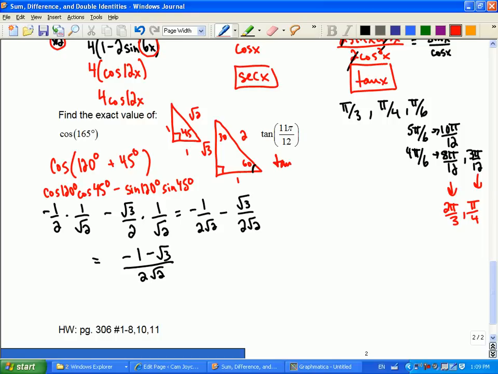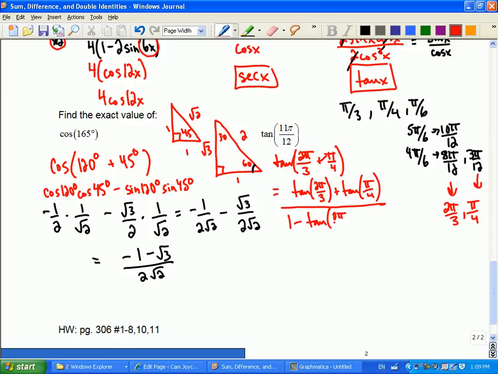So I'm going to rewrite this then as the tangent of 2 pi over 3 plus pi over 4. And using the tangent identity, it'll be tangent 2 pi over 3 plus tangent pi over 4, all divided by 1 minus tangent 2 pi over 3 tangent pi over 4.